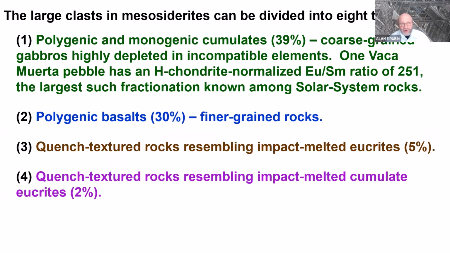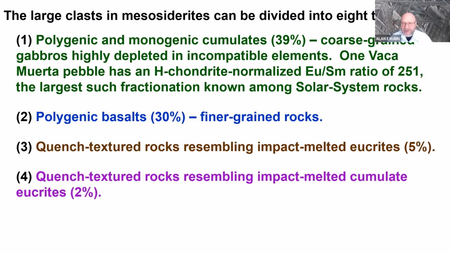The large clasts in mesosiderites can be divided into 8 types. There are the polygenic and monogenic cumulates, which constitute the largest group of these clasts, about 39% of them. These are coarse-grained gabbros that are highly depleted in incompatible elements. One Vaca Muerta pebble has an H-chondrite normalized europium-samarium ratio of 251, the largest such fractionation known among solar system rocks. I'll explain more about that shortly.